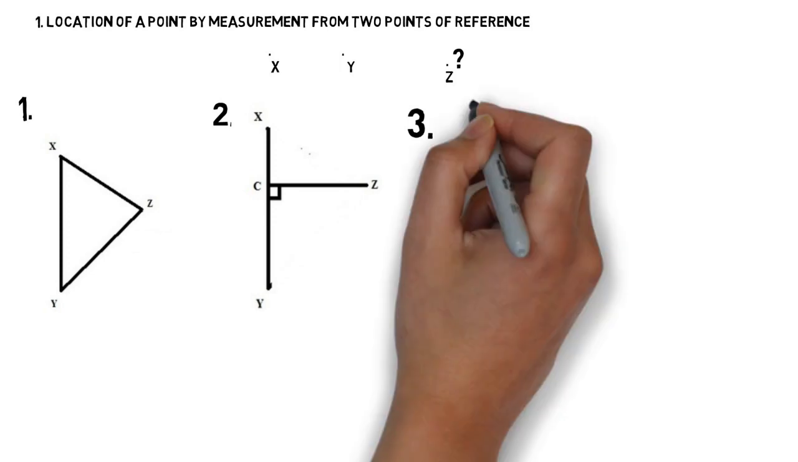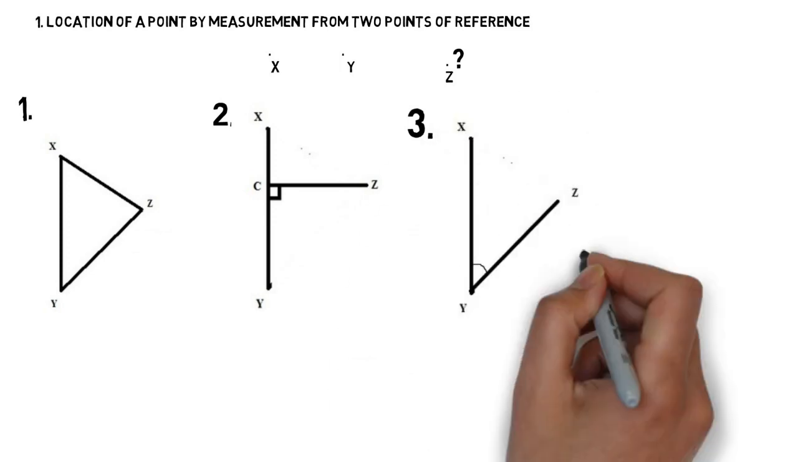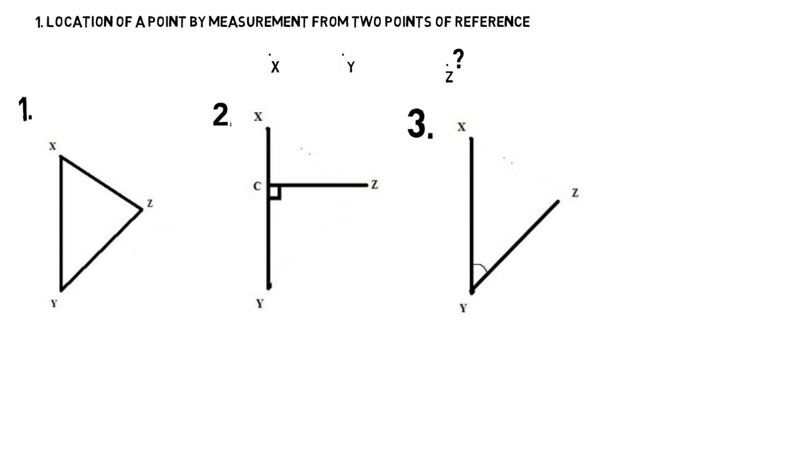In case number 3, the distance XZ and angle YXZ, or the distance YZ and angle XYZ, is measured, then point Z can be located by using a protractor or applying rules of trigonometry. So this principle is used in traversing.